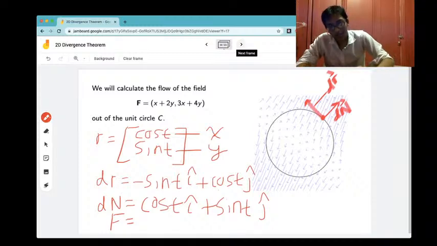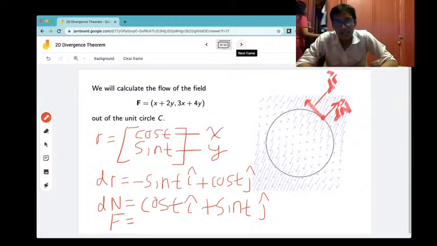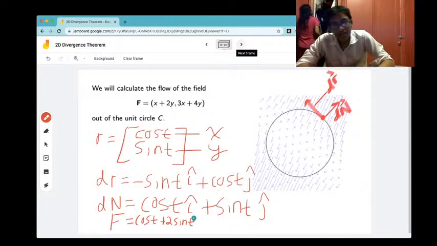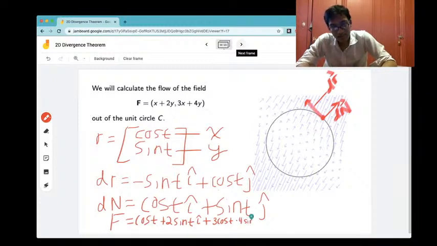So what can I do? Instead of x plus 2y, I can write cosine of t plus 2 times sine of t, followed by i hat because we're in the horizontal direction, plus the same thing in the vertical direction: 3 cosine of t times 4 sine of t, and we multiply that by j hat. Okay, so far so good. And let's move on to the next slide.